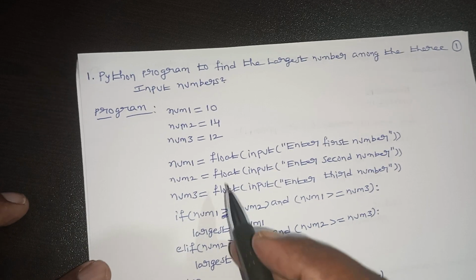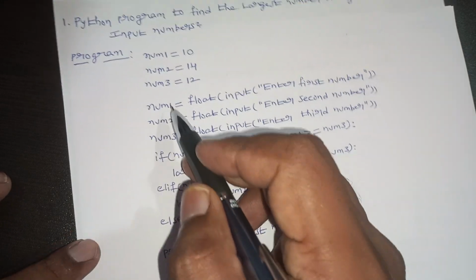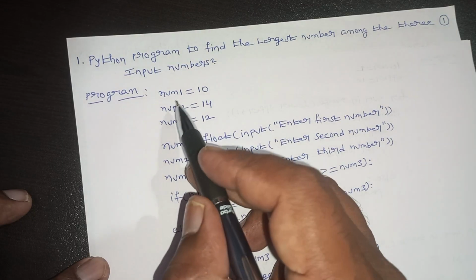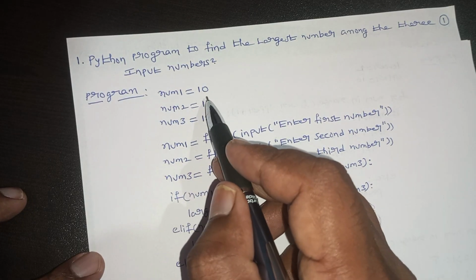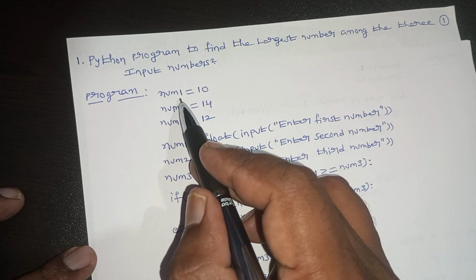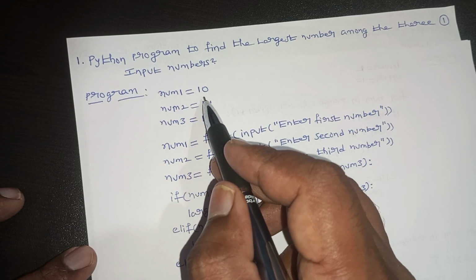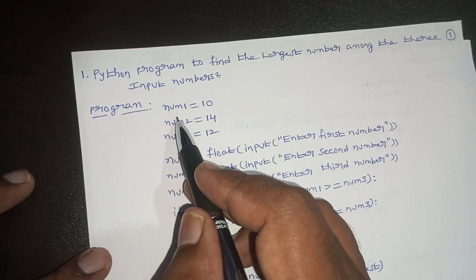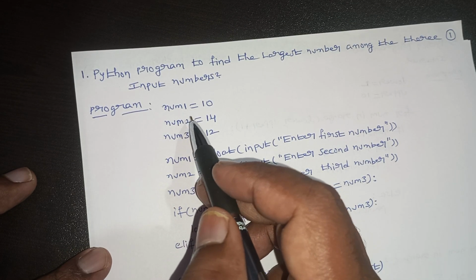Okay, so here is the program. This program you have to write. Now see here, num1 equal to 10. It means num1 is a variable having the value 10. So what is 10? 10 is an integer. So the variable num1 is an integer variable.